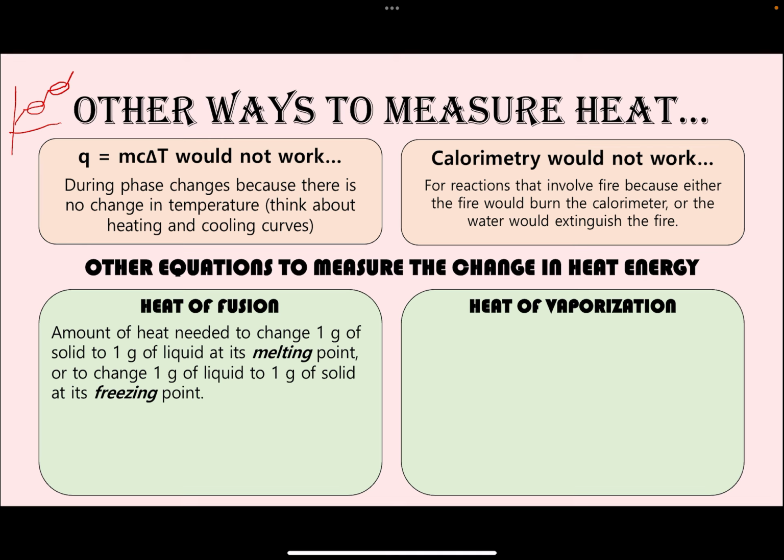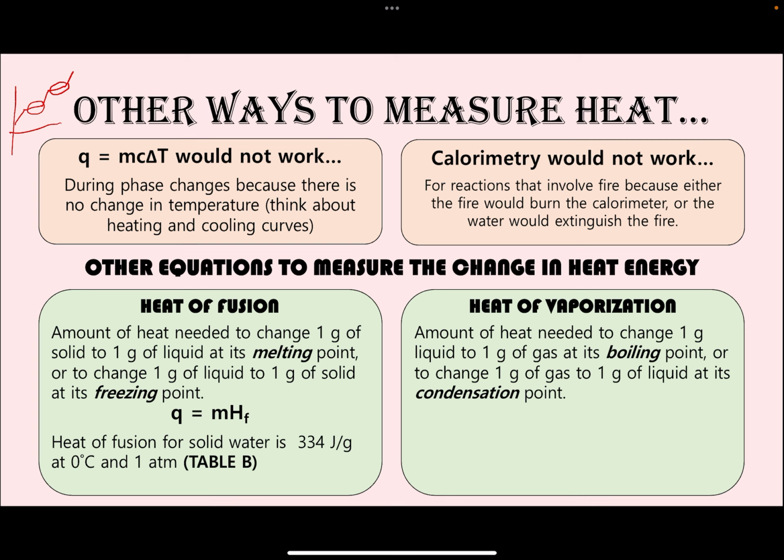If we have melting or freezing going on, then we can use the heat of fusion, because heat of fusion measures how much heat we need to melt or freeze 1 gram of a substance. The equation is Q equals mHf, which is given in Table T, and for water, we are given the heat of fusion in Table B. It's 334 joules per gram.